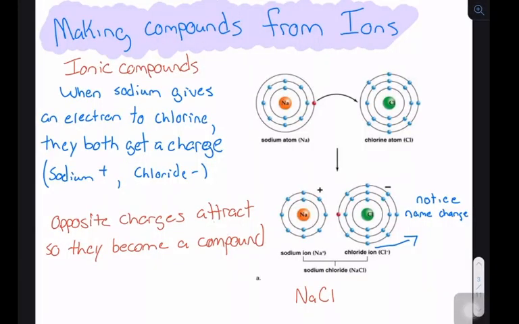Just to wrap things up and show us where we're going, ions are one of the main ways that compounds form. To use our example that we've looked at today, when sodium gives an electron to chlorine, they both get a charge. Sodium gets a positive one because it now has one more proton than electrons. Chloride gets a negative charge because getting an electron gives it one more electron than protons. And since opposite charges attract, there is an attractive force that pulls them together and they become a compound.